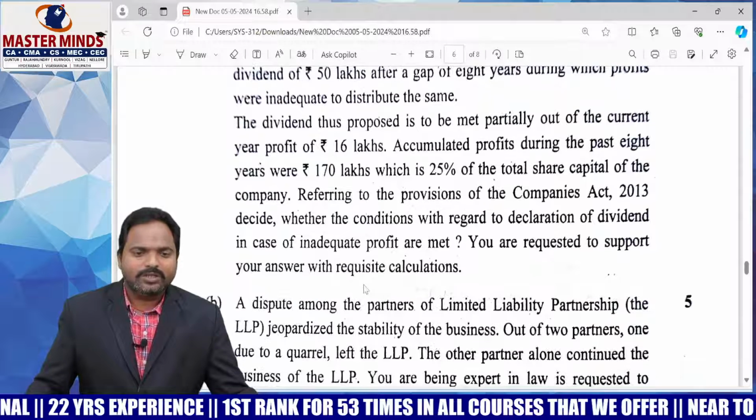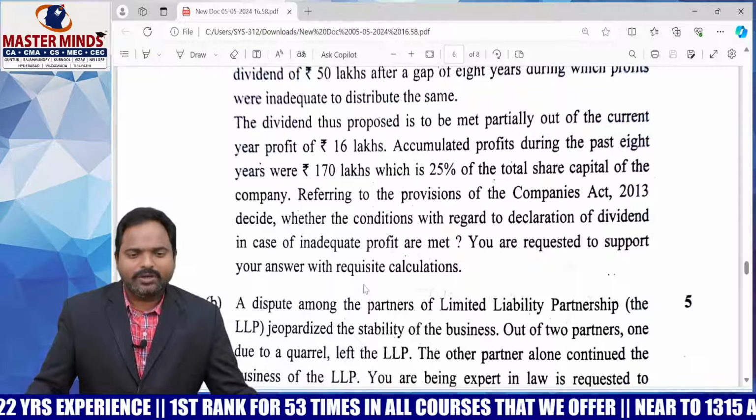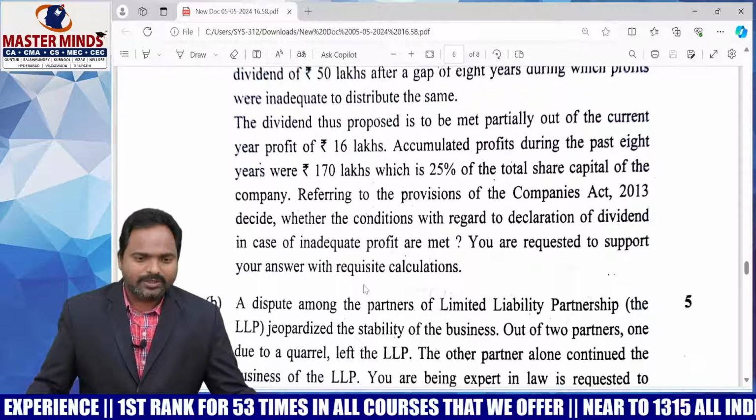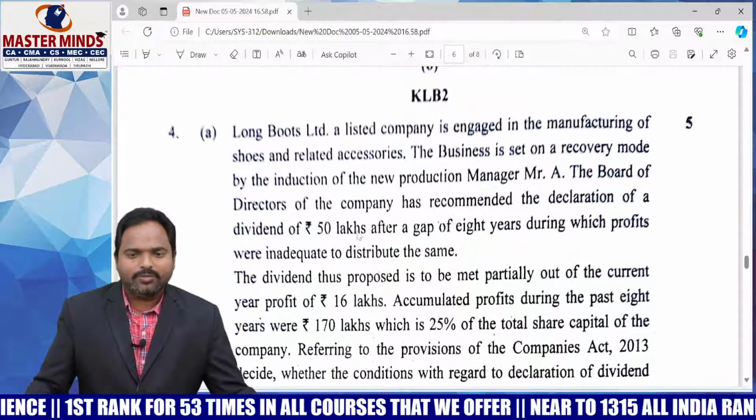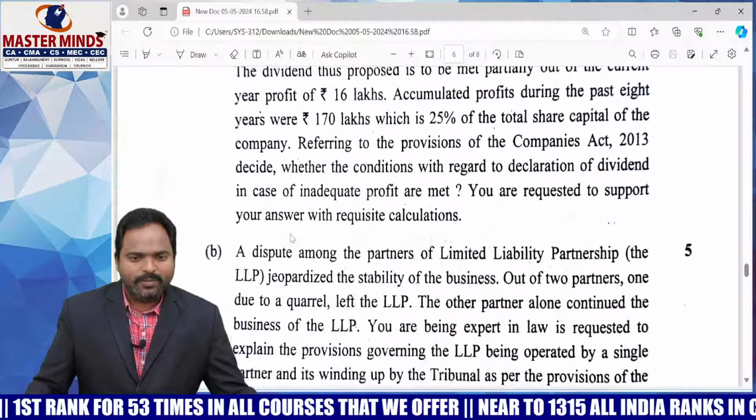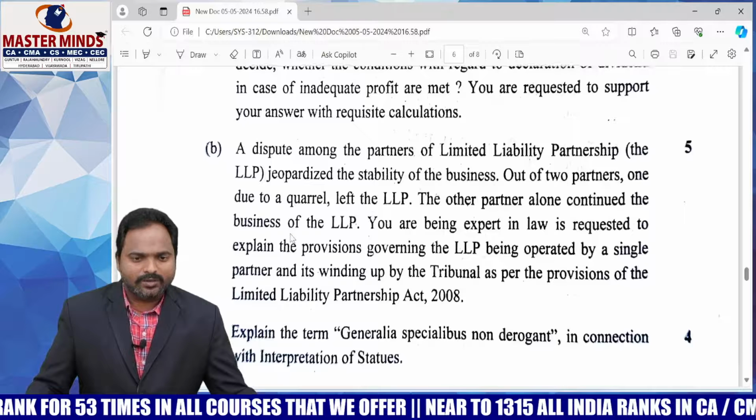So, the conditions are required. For the declaration of a dividend payment out of accumulated profits of previous years, you have to check the conditions and come to a conclusion whether it is correct or not. Okay, from the declaration and payment of dividend chapter, it is a direct question.